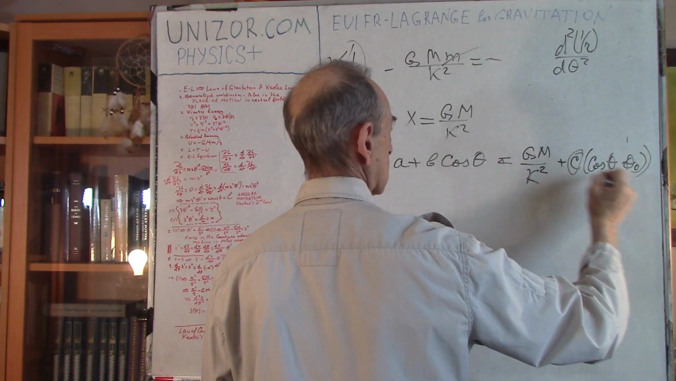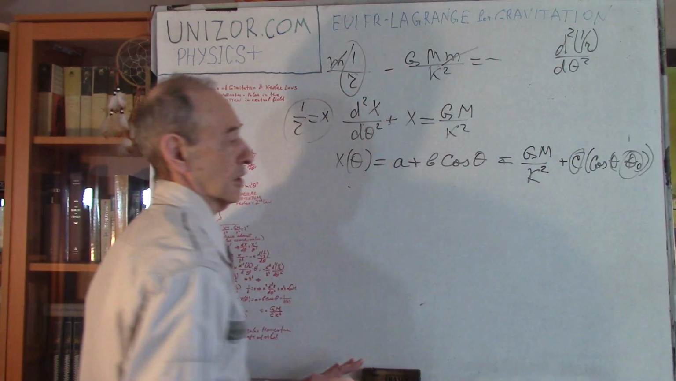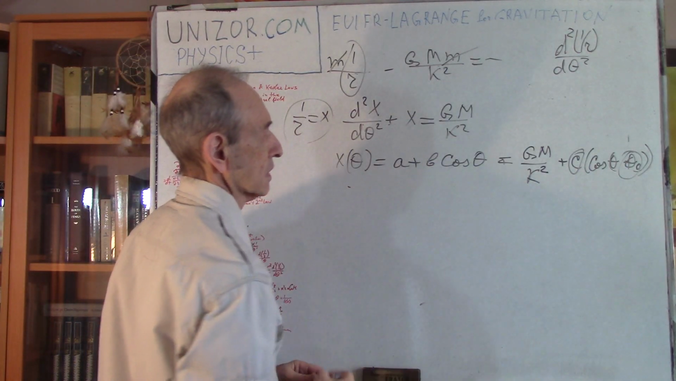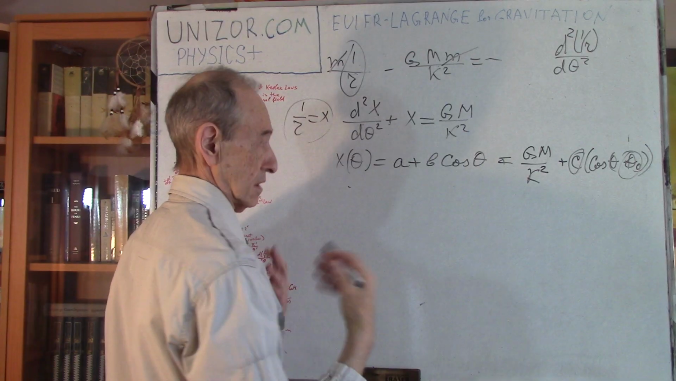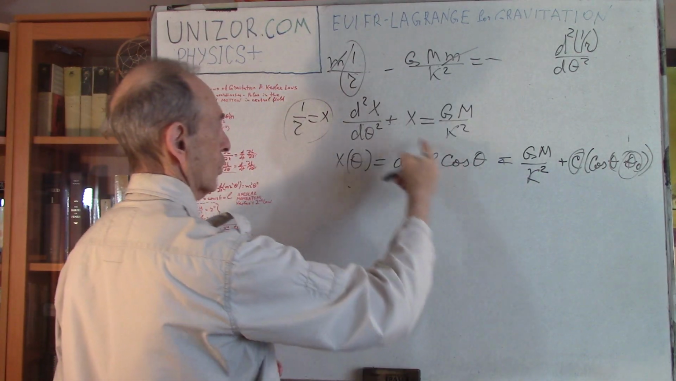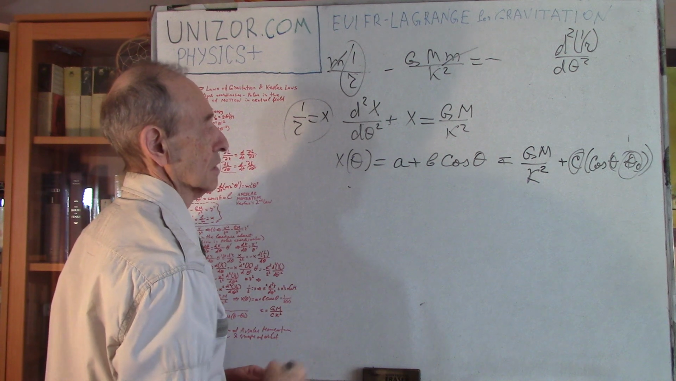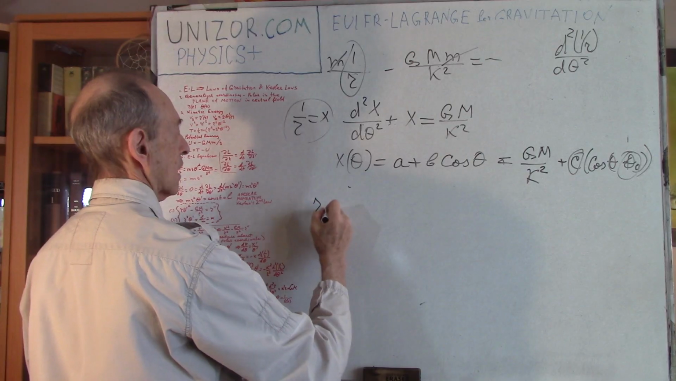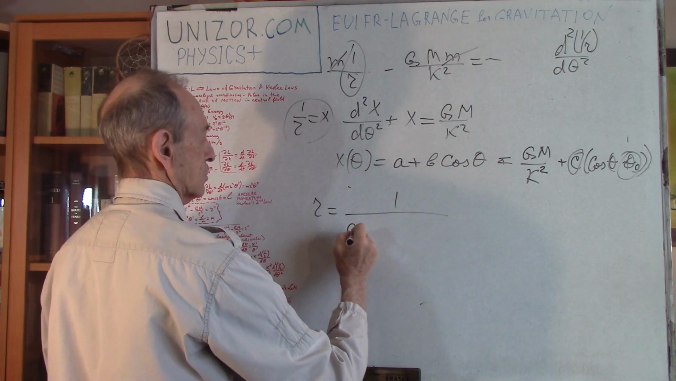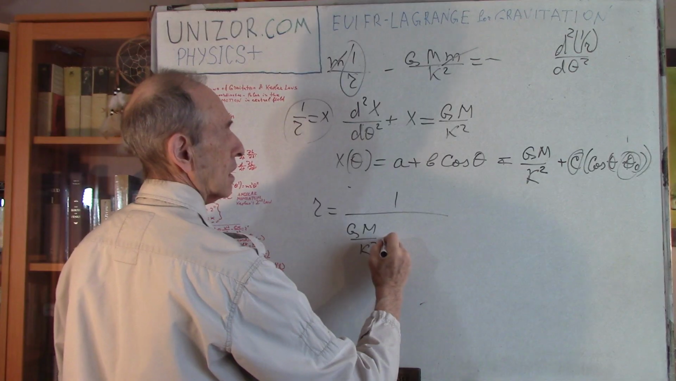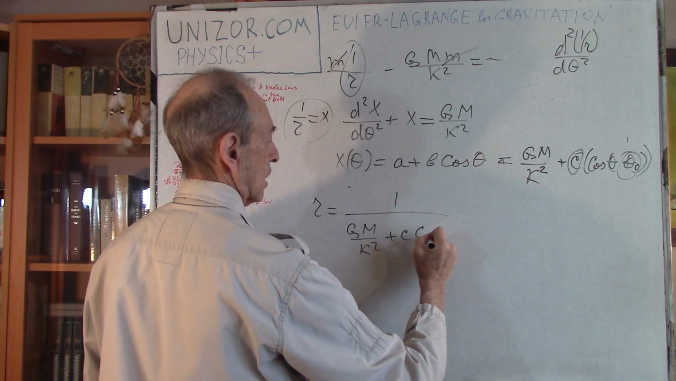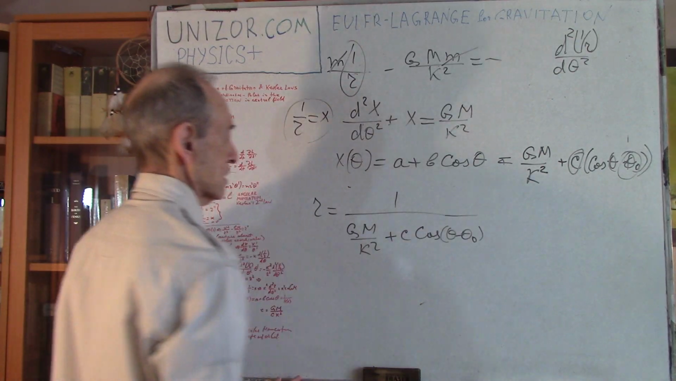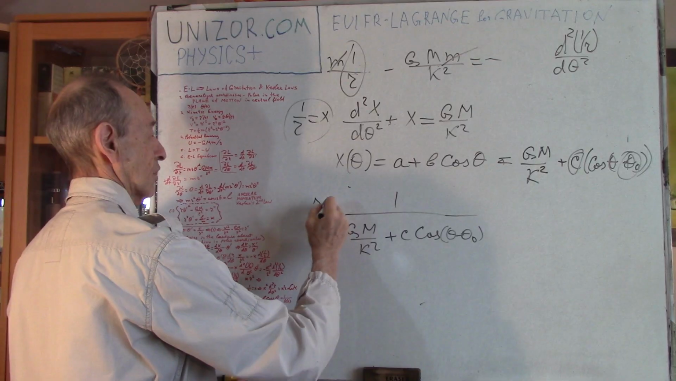So we have two constants, c and theta 0, which are initial conditions, initial angle and initial proportional constants, and that's the solution in real life if you will solve this particular equation with these initial conditions, from which it implies that r is 1 over gm k square plus c cosine theta minus theta 0. So this is a solution, r as a function of theta.